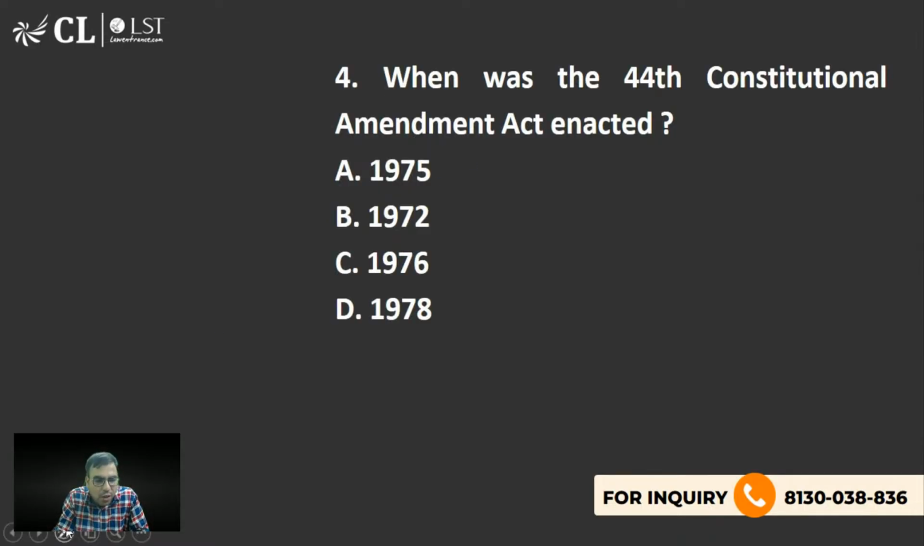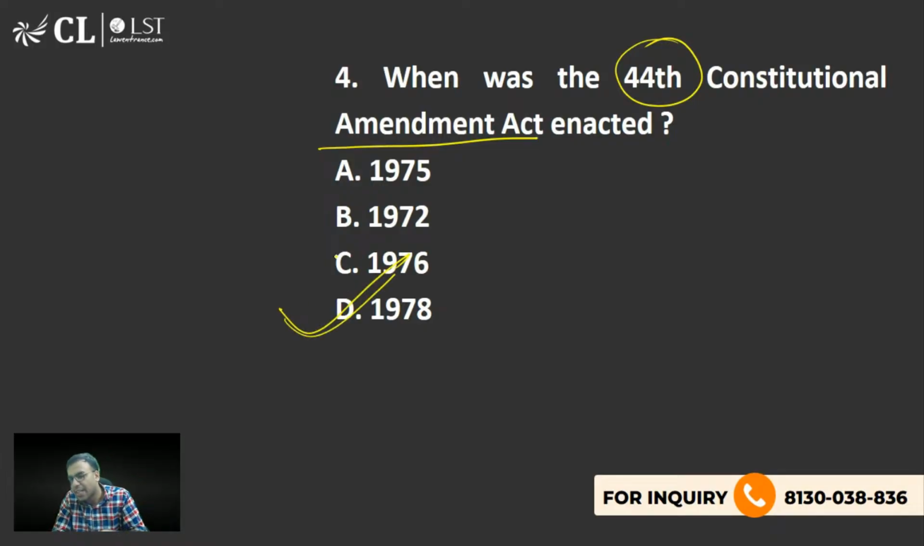The next is, when was the 44th Amendment Act enacted? And why is it significant? कुछ इसके कुछ significance बता सकते हो? Can you please tell me some significance of the 44th Amendment? It happened during which government? I mean, which political party was ruling in the government, or what is special about it? Yes, 1978. Very good, Dharini.